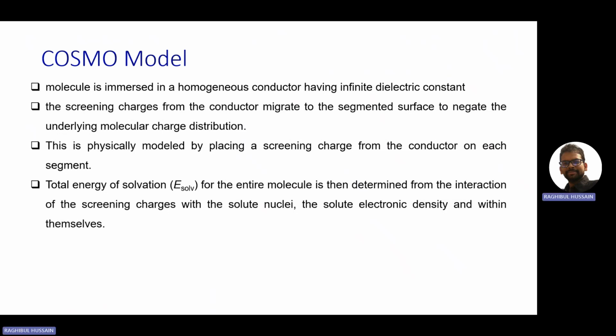So the screening charges within themselves, there will be one interaction. The screening charges have interaction with the nuclei, and the screening charges will have interaction with the solute electron density. Three things: within themselves, with nuclei, and with the solute electron density. So for these three we have some mathematical equation.